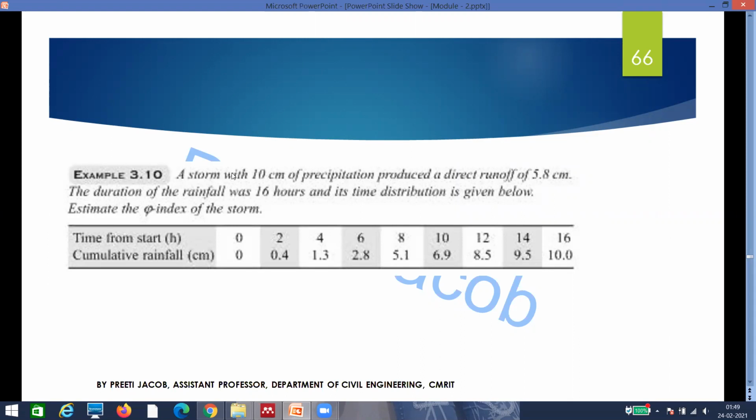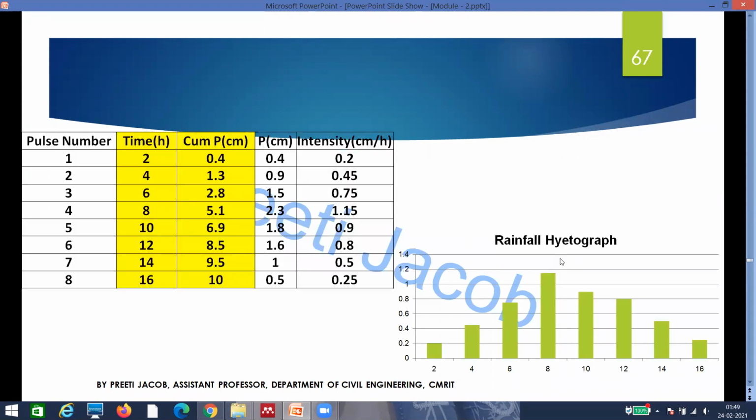The problem here is: a storm with 10 centimeter of precipitation produced a direct runoff of 5.8 centimeter. The duration of the rainfall is 16 hours and its time distribution is given below. We have to estimate the phi index of the storm. So here the rainfall values are given and here the cumulative rainfall values are given. So first of all, we'll tabulate it.